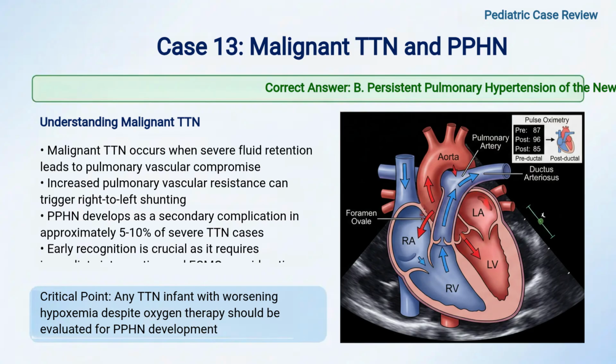The critical clinical point is this. Any infant with an initial diagnosis of transient tachypnea of the newborn who develops worsening hypoxemia despite oxygen therapy must be urgently evaluated for persistent pulmonary hypertension of the newborn. This is why close monitoring in the first 12 to 24 hours is essential.